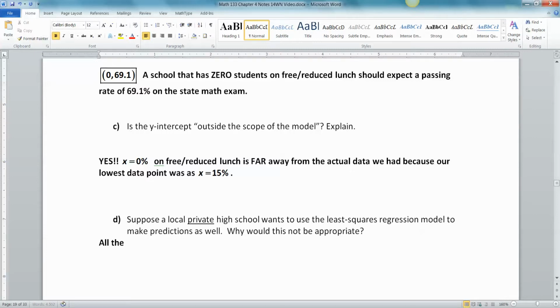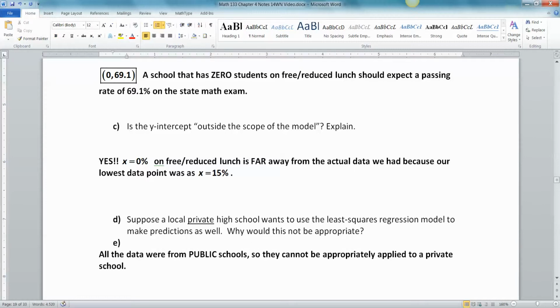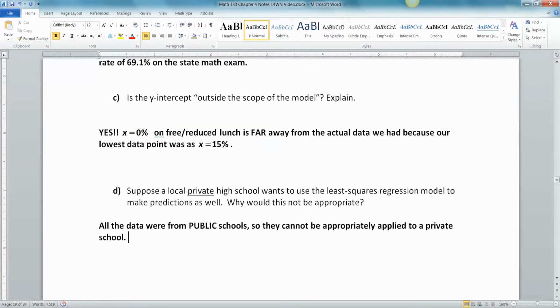So all the data were from public schools. So there's no comma in there. So they should, I guess there is. They cannot be appropriately applied to a private school. Private school has different rules, different everything, so it wouldn't be fair. You don't have any private schools in your data set. Now, if you had private and public in your data set, you'd be totally fine, but you don't have that.